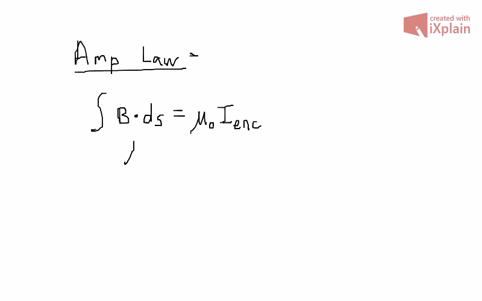So once again, like Gauss's law, the left-hand side is going to be about the surface or the loop, and the right-hand side is going to be entirely about the current. In Gauss's law, we had something similar, except the left-hand side was the Gaussian surface, and the right-hand side was the charge.